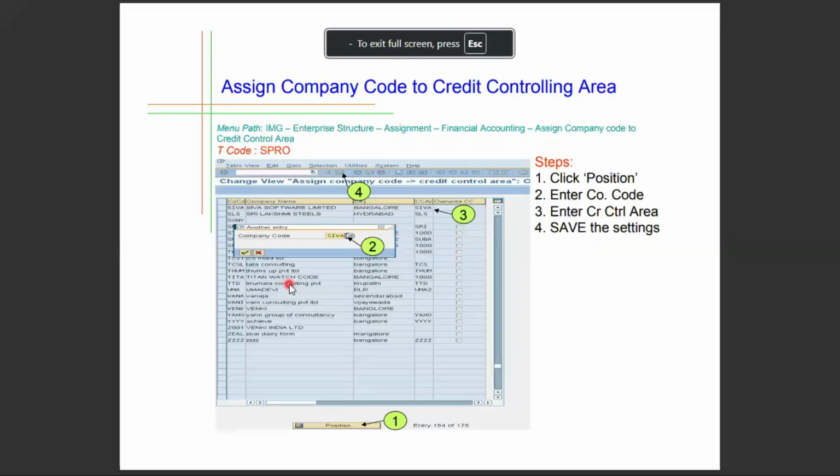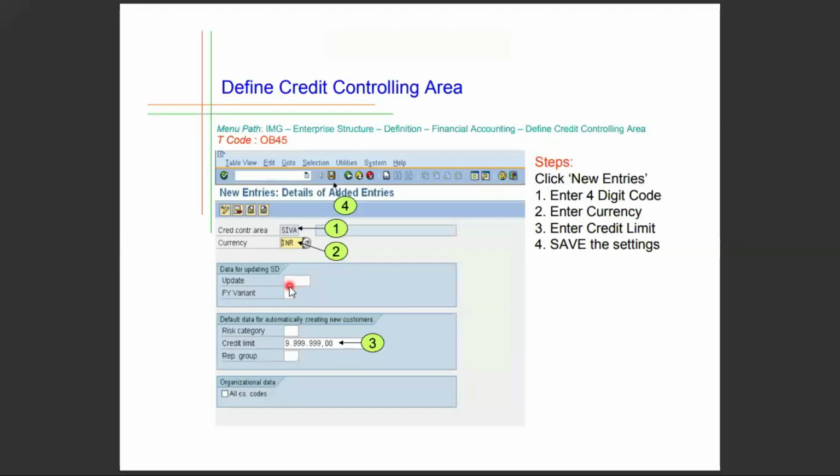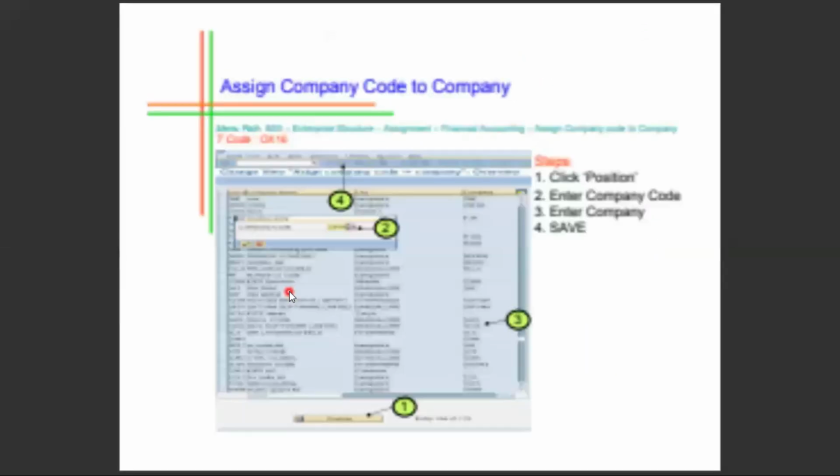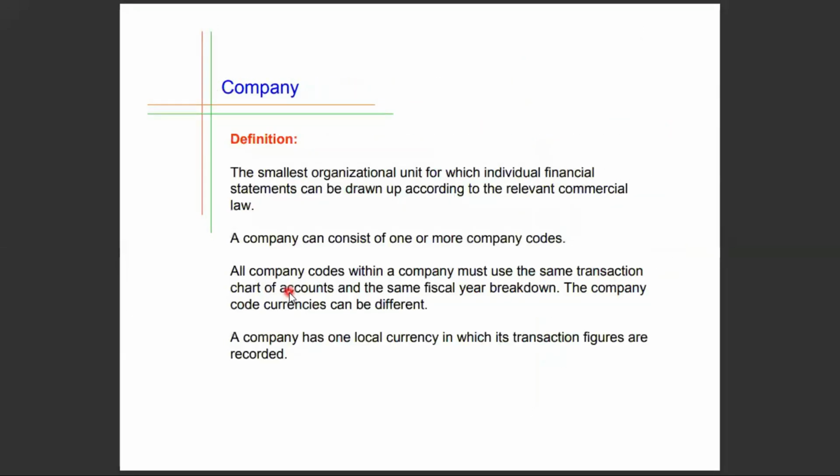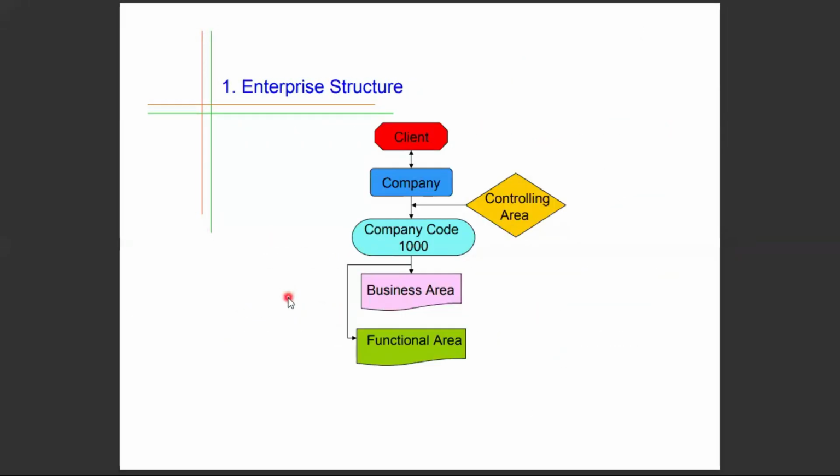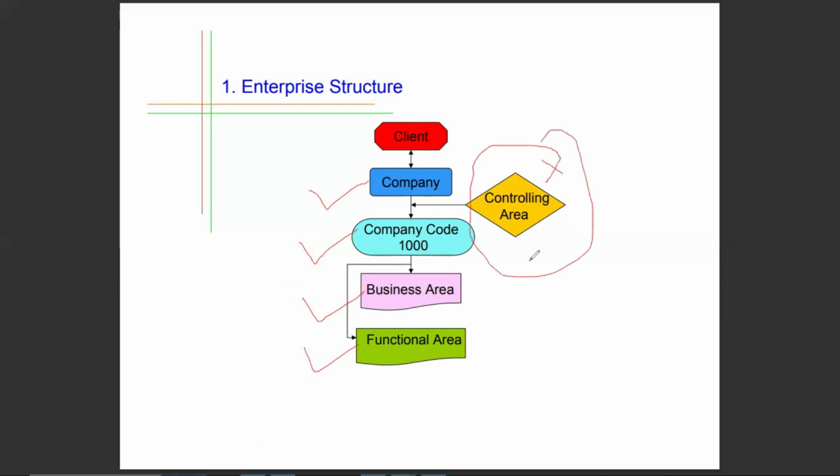So this is all about the enterprise structure of SAP FICO. We have done with the enterprise structure. That means we have done the creation of company, company code, business area, functional area, and credit control area. The controlling area we have not seen right now; we'll see that as part of CO, controlling, that is the cost accounting part.